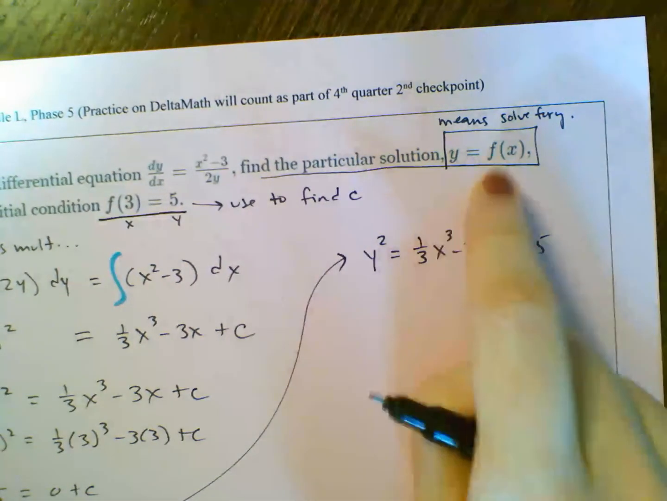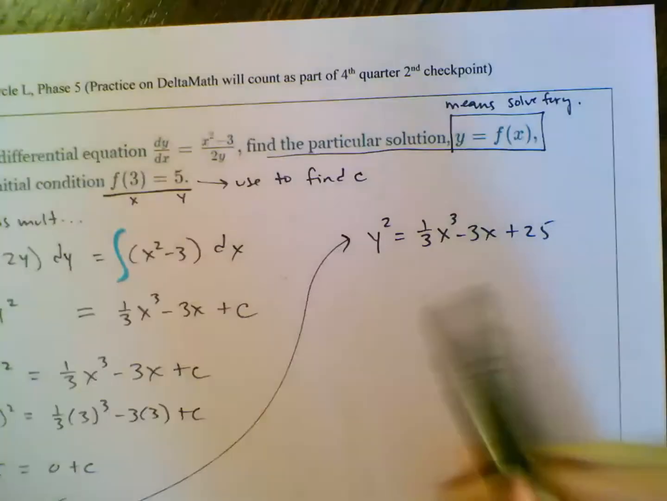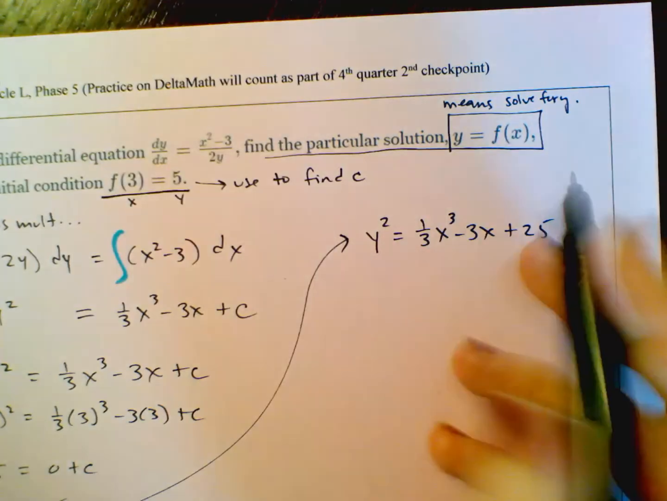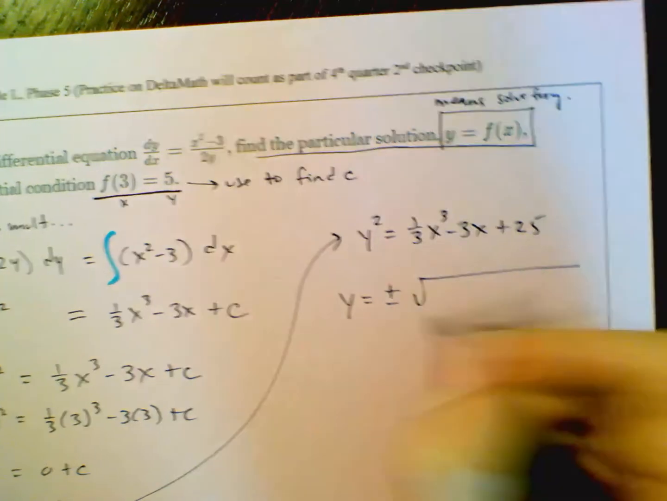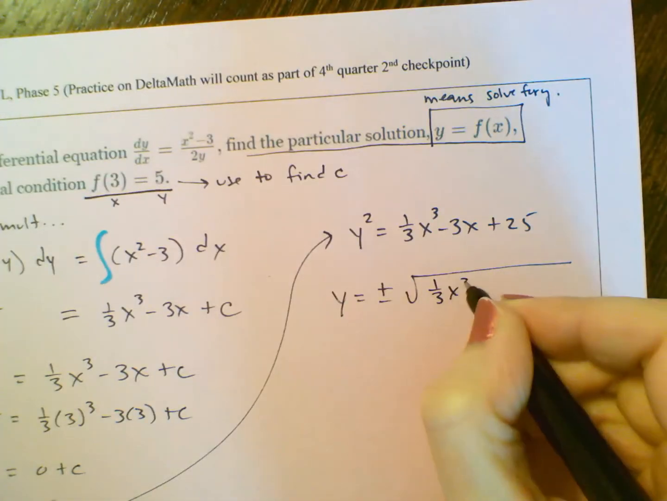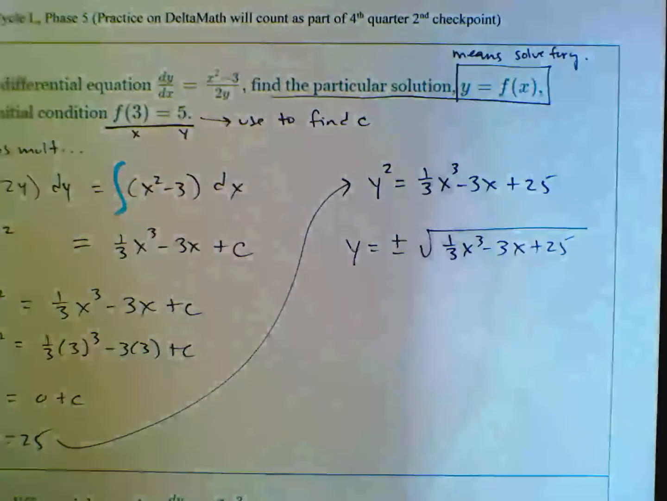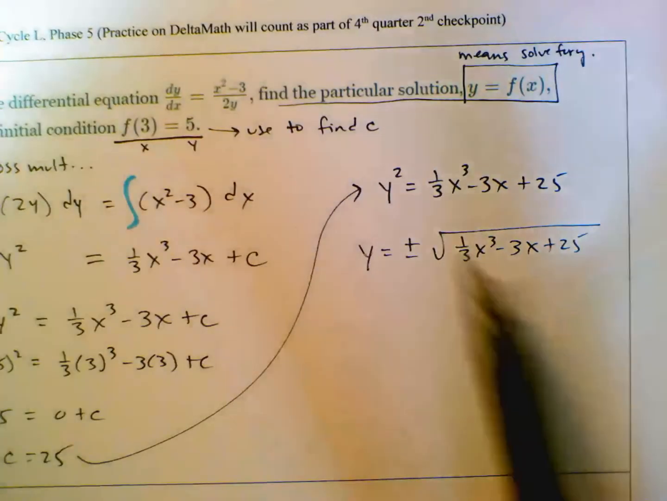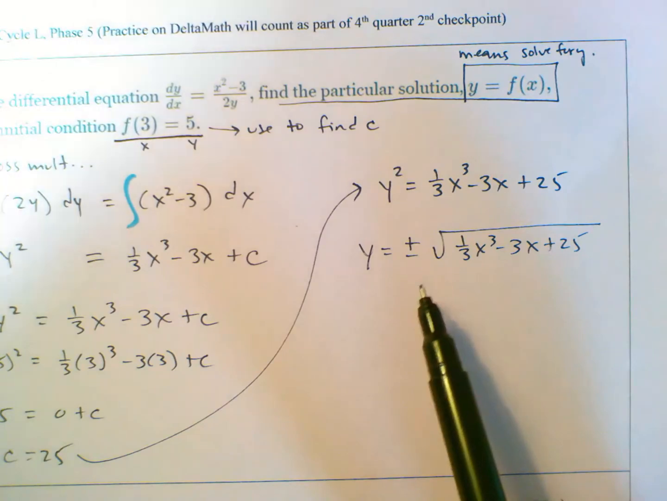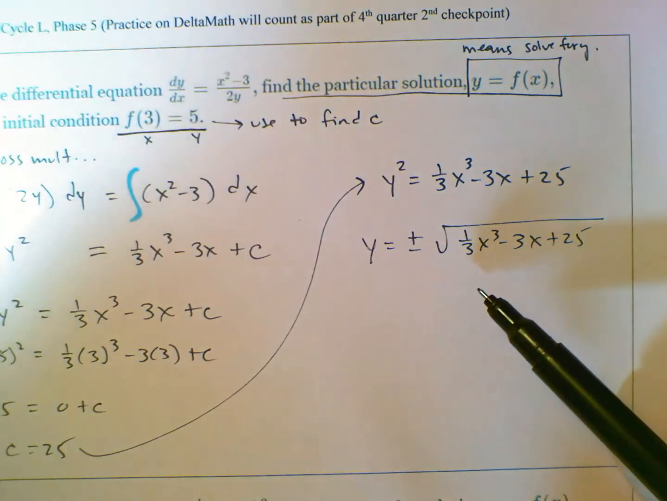So I think you get substantial credit right up to here, but we're not done because they want the particular solution y equals f of x, which means to solve for y. So I want this y by itself, so I take the square root of both sides. And remember, when you take the square root of both sides, you do plus or minus. But then, guys, you have to go back to the initial condition. So it can't be both. The answer is not going to be plus and minus. It's either got to be the plus version or the minus version.